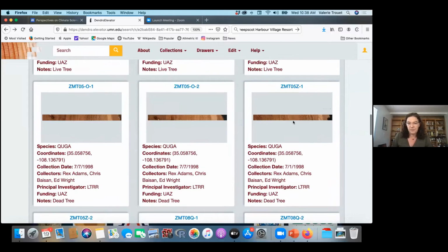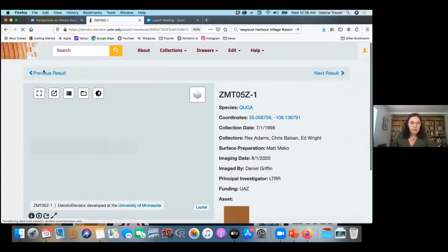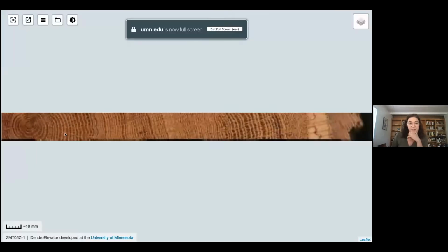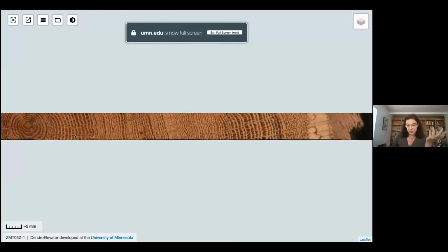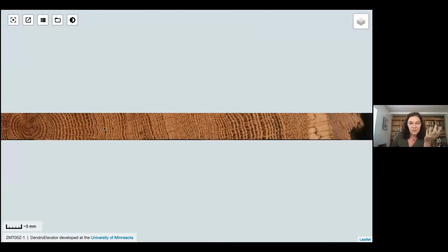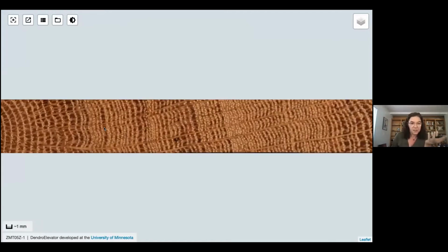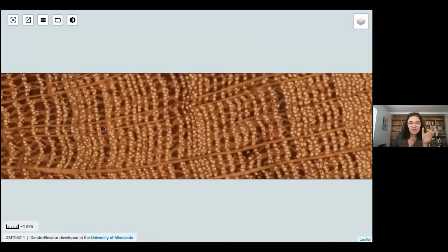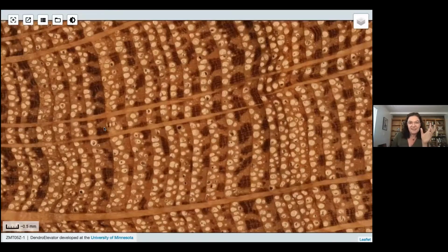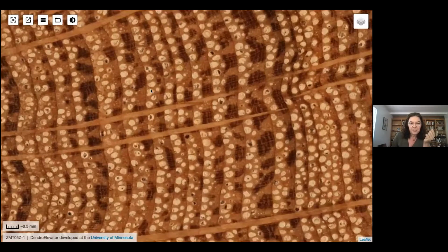This is from Gambel oak. Also from the same region, but a deciduous tree, an oak tree. When you zoom in now, same idea, you get the ring widths, some are narrow, some are wide. But if you zoom in, you'll see that the actual anatomy of the wood is completely different. So now this is one ring here.